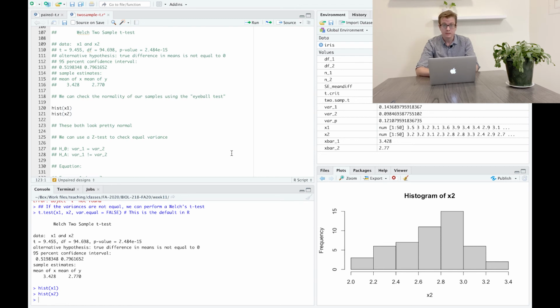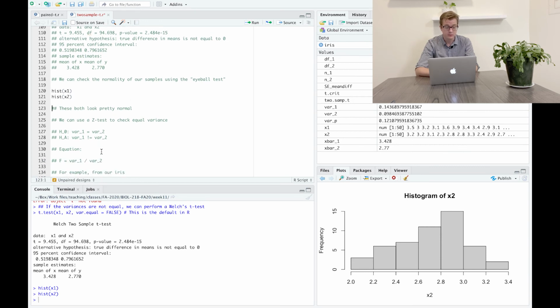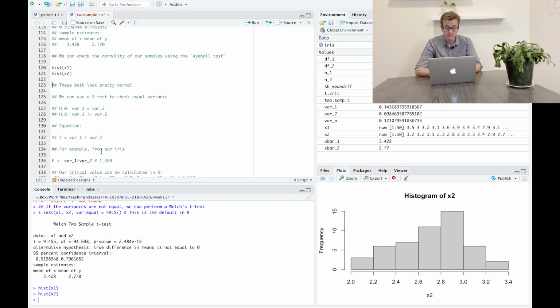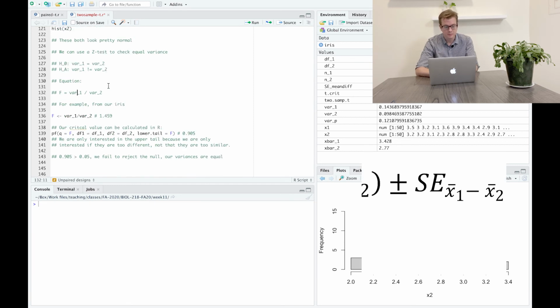Now, the other assumption, equal variance, is really important to test to make sure that we use the correct type of t-test. One way to do that is to use what's called an F-test to check for equal variance. So it's another statistical test. The null hypothesis for an F-test is that the variance of sample 1 equals the variance of sample 2, and the alternative is that they're not equal to each other. The equation for the F-test is very simple. It's simply dividing the two variances, but what's important is you need to make sure that the larger variance is the numerator and the smaller variance is the denominator.